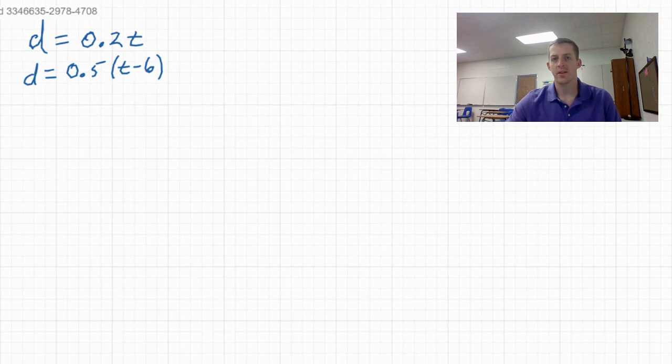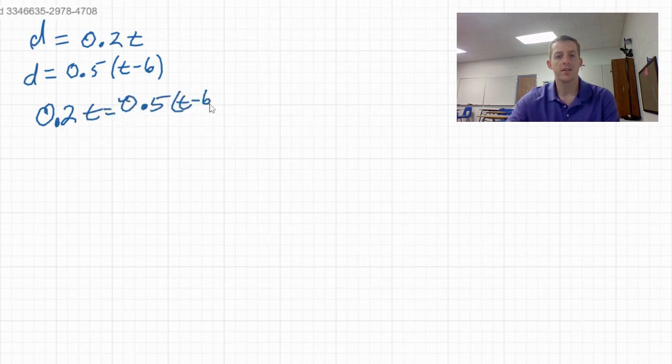So let's say instead of graphically, we want to do this algebraically. So we can do this multiple ways using these equations. Since both of these equations equal the same variable, both 0.2t and 0.5 times t minus 6 equals d, we can set these two equations equal to each other. 0.2t equals 0.5 times t minus 6. And now we can just solve for t. So what do you think that's going to be?